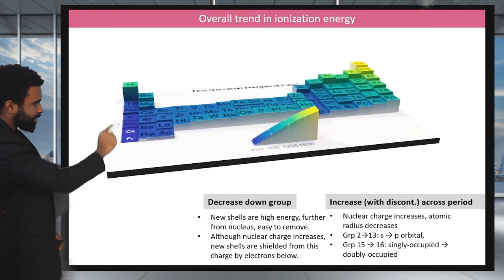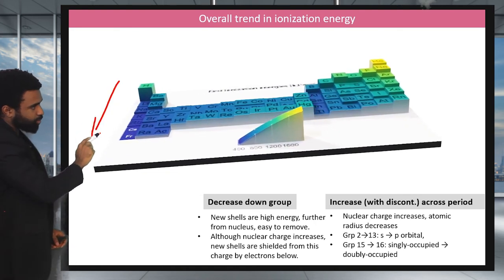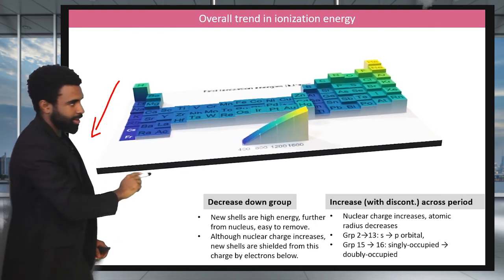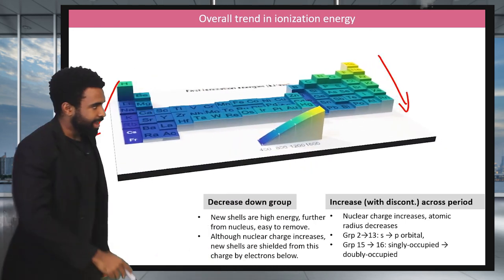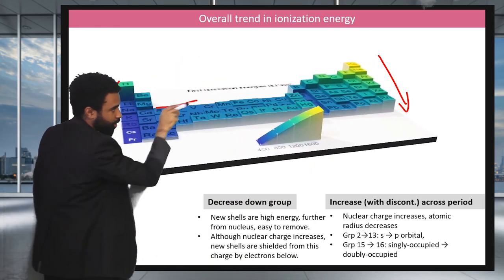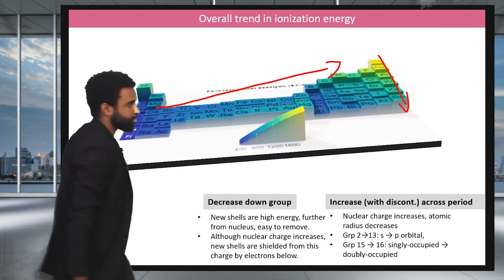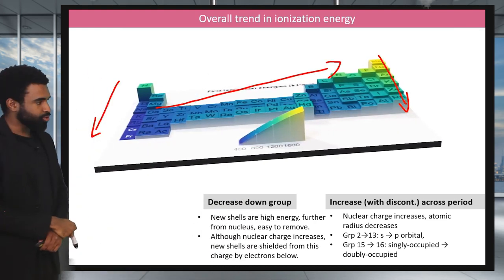The main trends we observed is that there's a decrease down the group. So it gets easier to remove electrons down the group, both at this side and over there at the non-metal side. And it gets harder to remove electrons across the period, right? So there we see our clear trends.